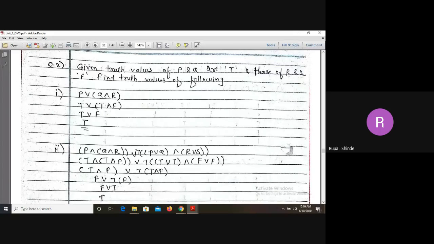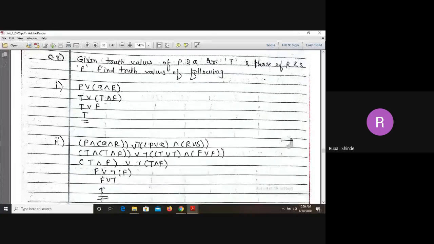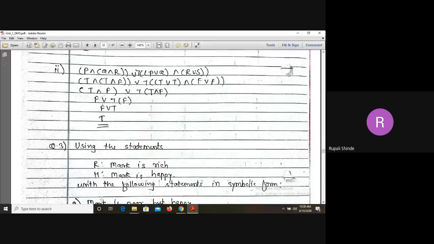So that T is here again, T and P and F. First of all, we have to solve this inner bracket. T and F, its value is F. Again we have to solve this bracket: T and F is F. So F or T becomes T.